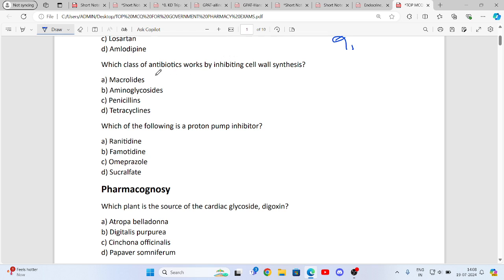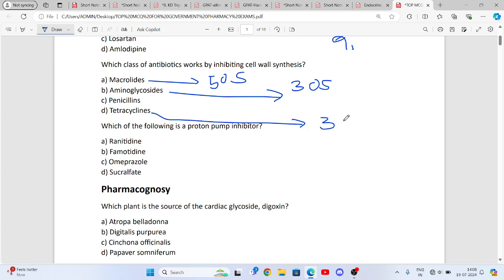The second question says which of the following antibiotic acts by inhibiting the cell wall synthesis. So macrolides are erythromycin, clarithromycin. They act on 50S ribosomal subunit. Aminoglycosides again cause misreading of mRNA and act on 30S ribosomal subunit. Tetracyclines, they also act on 30S, right? Buy at 30, sell at 50. So AT means aminoglycosides, tetracycline acting on 30S, while chloramphenicol and macrolides act on 50S.